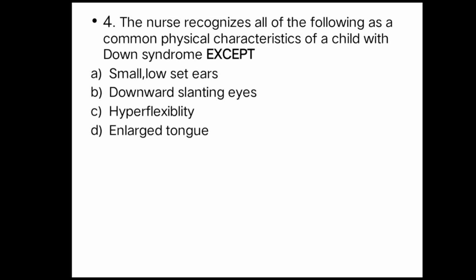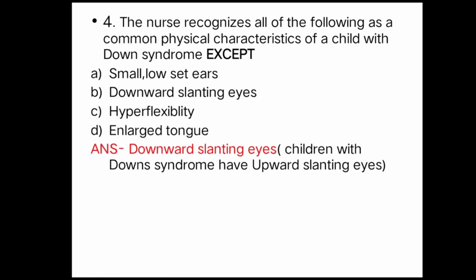Hyperflexibility will be there. Enlarged tongue will be there. Adding to it, single palmar crease will be there. So these are the clinical features of children with Down syndrome. Down syndrome is otherwise known as trisomy 21 also. So according to this question, what is not a characteristic of Down syndrome is downward slanting eyes.